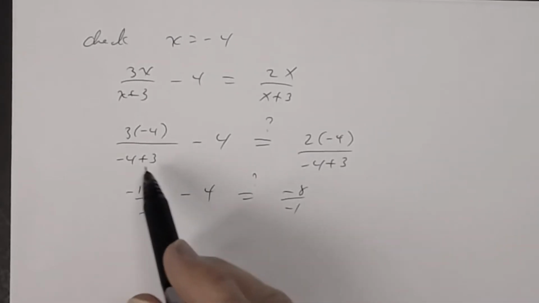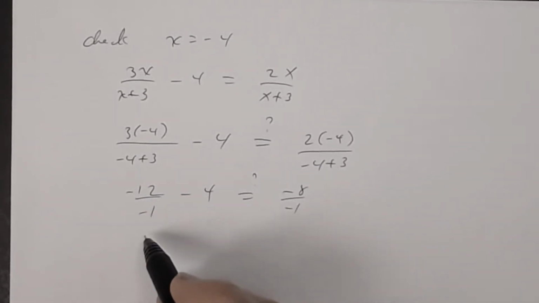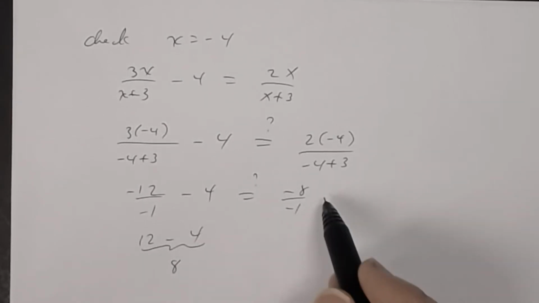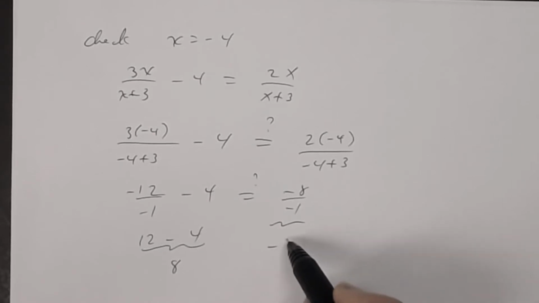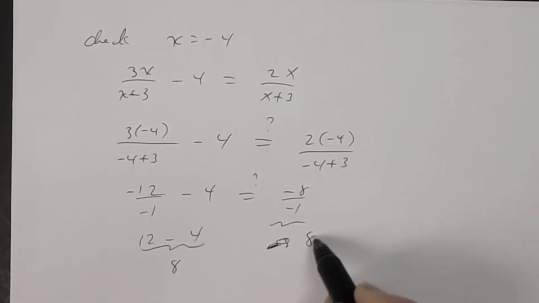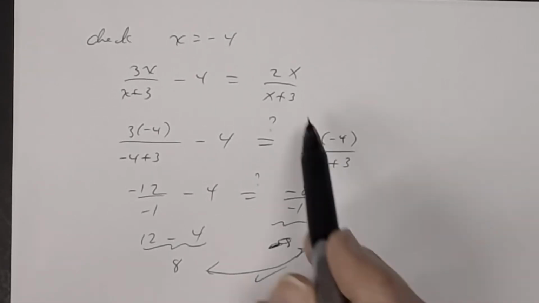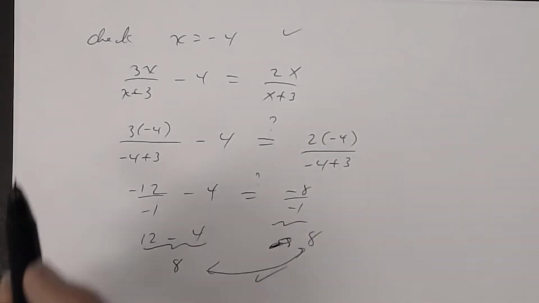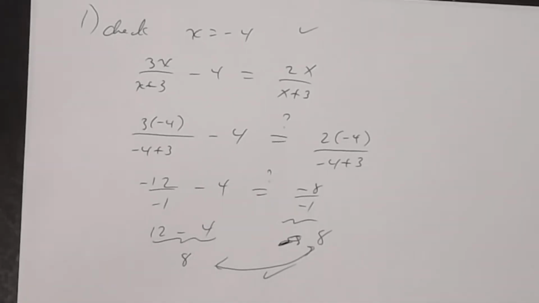What is negative 12 divided by negative 1, though? Well, that's positive 12. 12 minus 4 is what? It's 8. And what's negative 8 divided by negative 1? Well, that's 8 as well, right? So those two are equal. So x equals negative 4 is correct. All right? So that was the check for number 1.